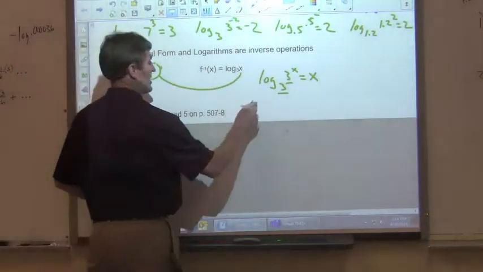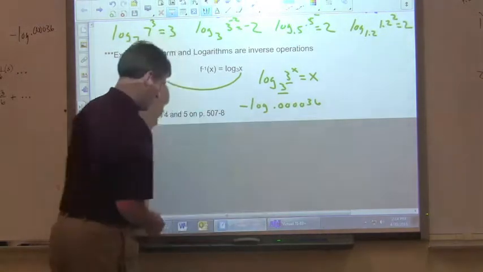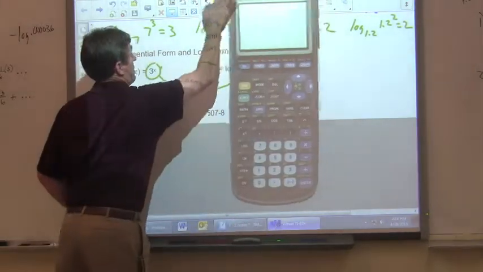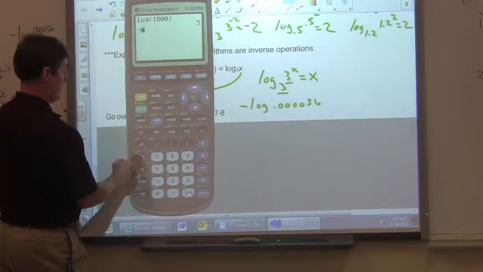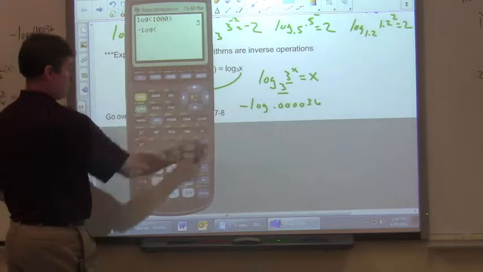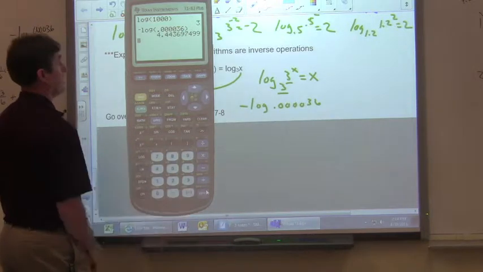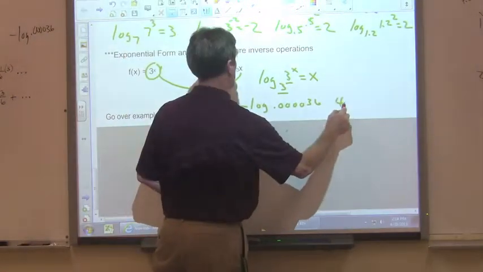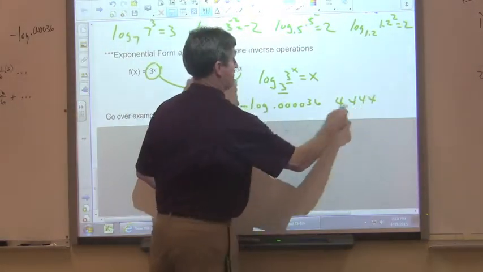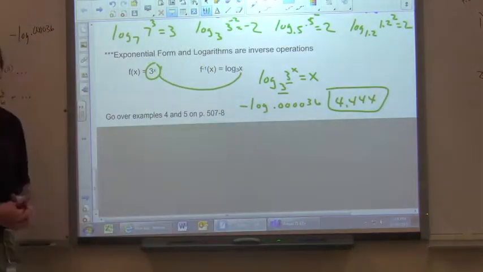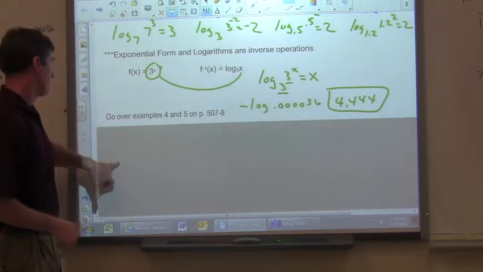So that equation was negative log 0.0000316. So I just use my calculator. Negative log. Remember, we don't put a base, it's base 10. So 0.0000316. Enter, and its pH would be 4.444. So you just plug it into the calculator on the problems of that type, and you find the logarithm that way.